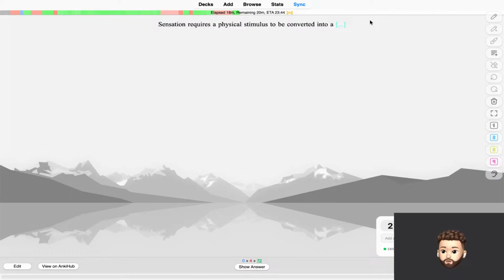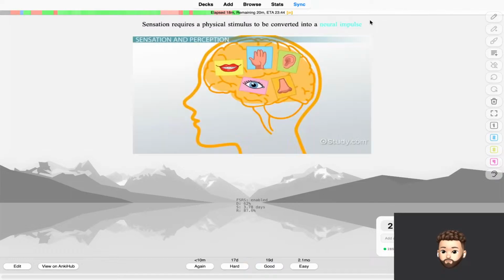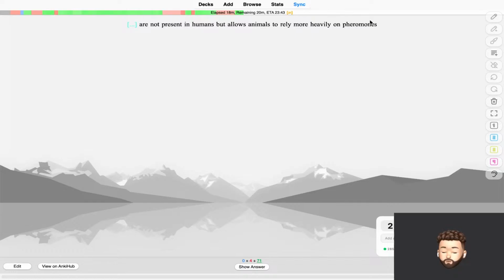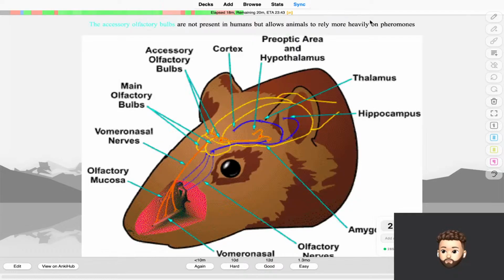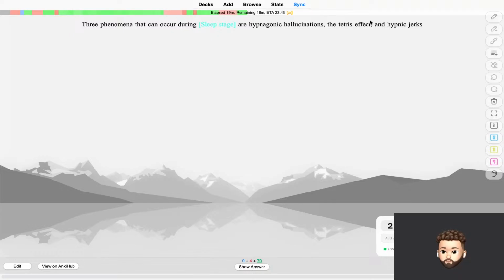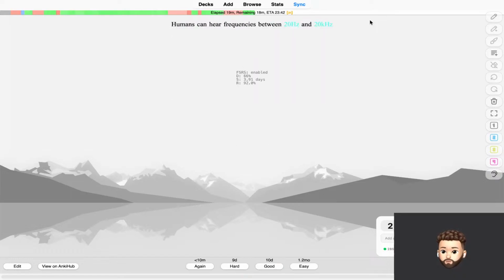To be converted into a neural impulse. Accessory olfactory bulbs. During N1. Pain and temperature. 20 hertz and 20 kilohertz. Uncompetitive inhibition.